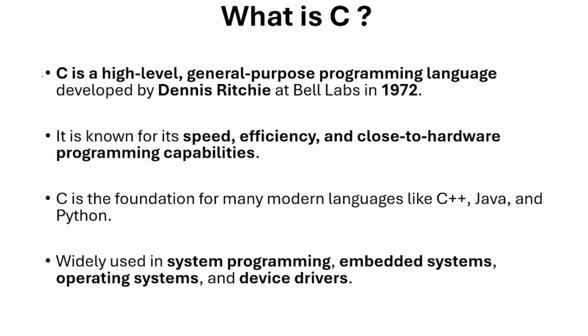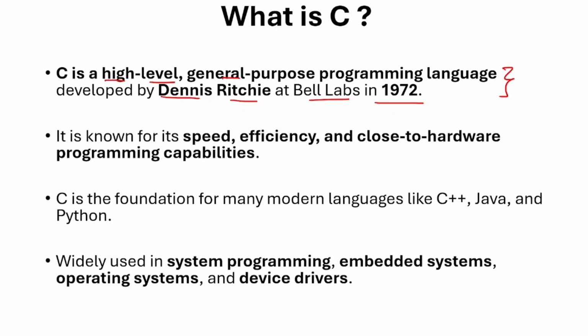See here, first, what is C language? C is a general purpose programming language. It was actually developed by Dennis Ritchie in 1972 at Bell Laboratories. That's all we know about this one. And here C is a high level language.